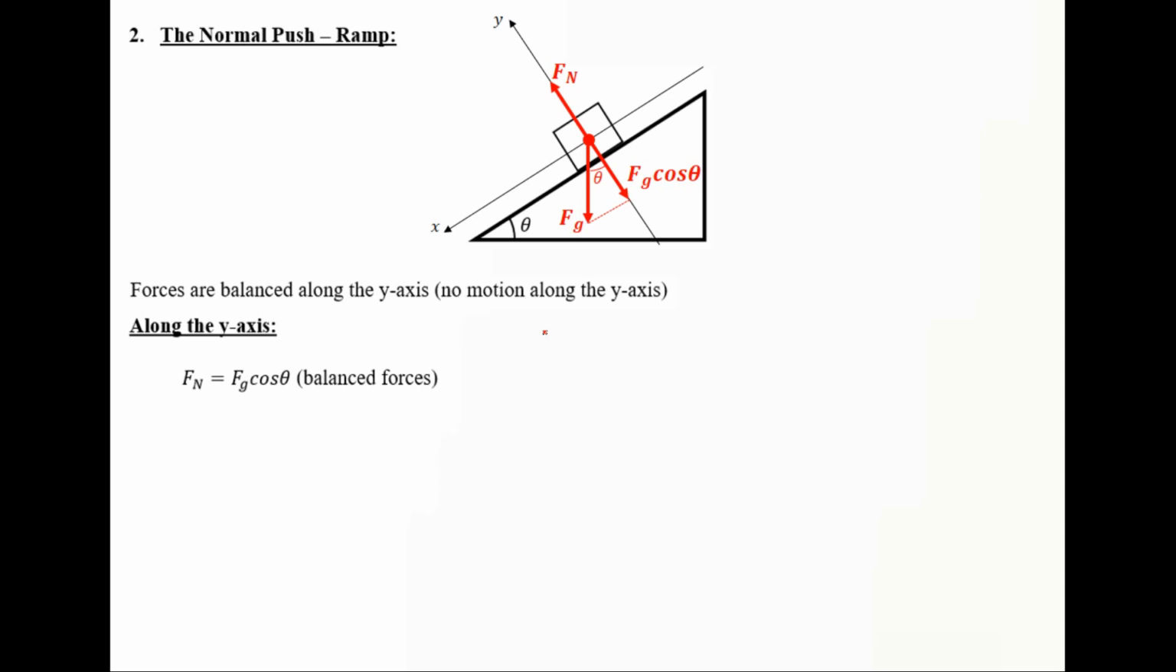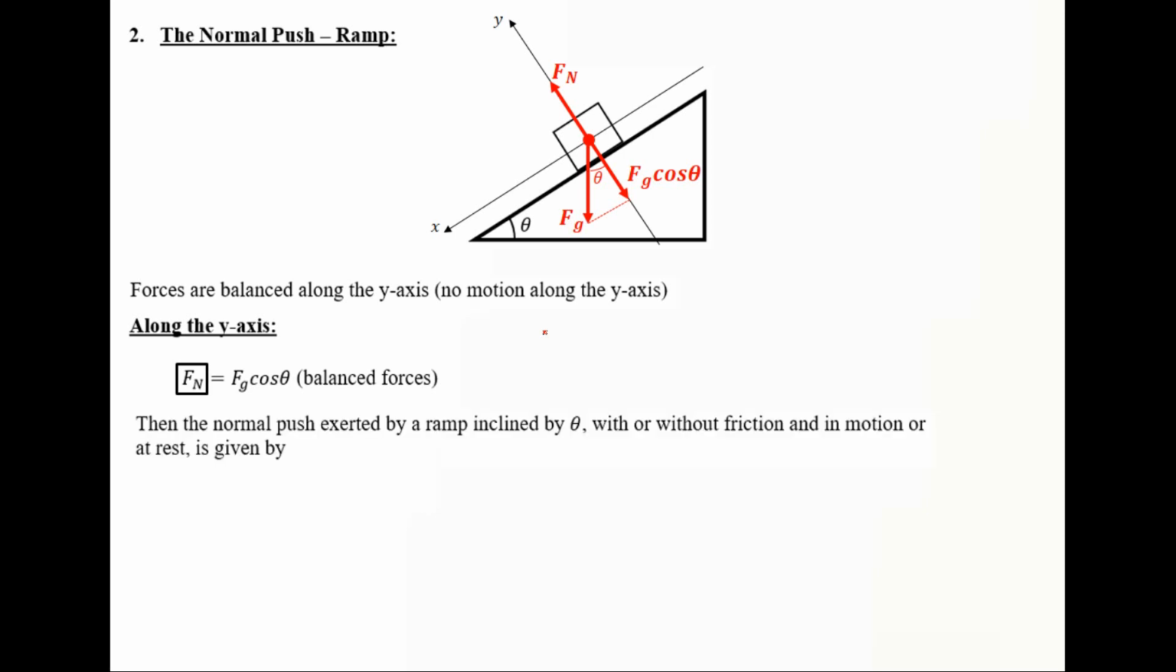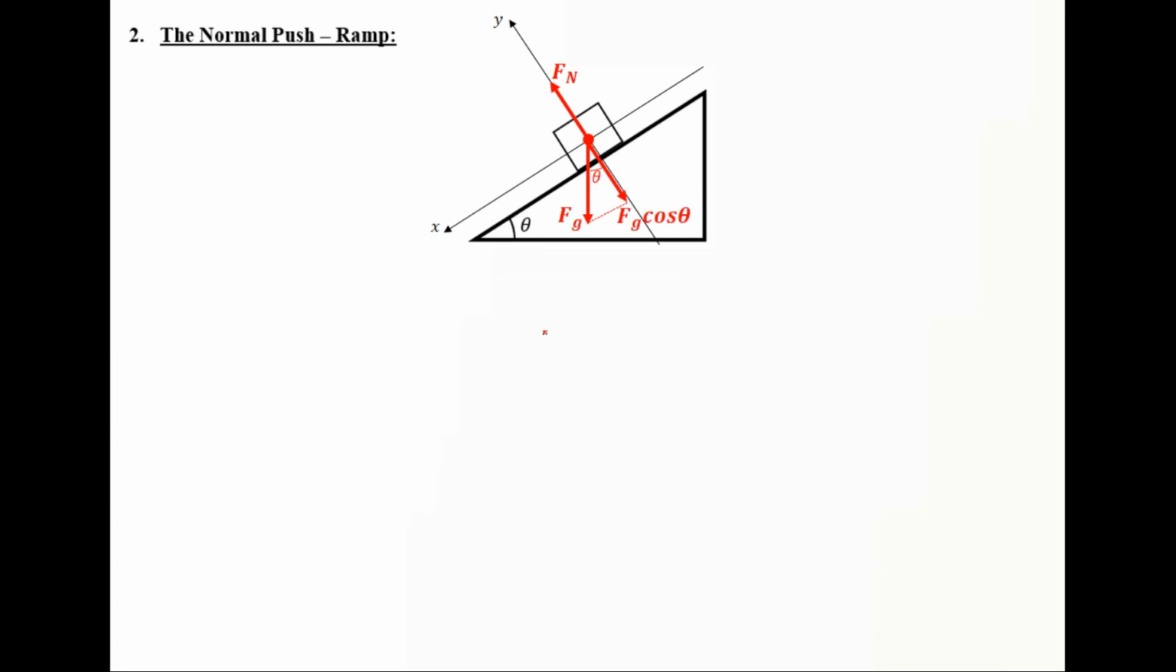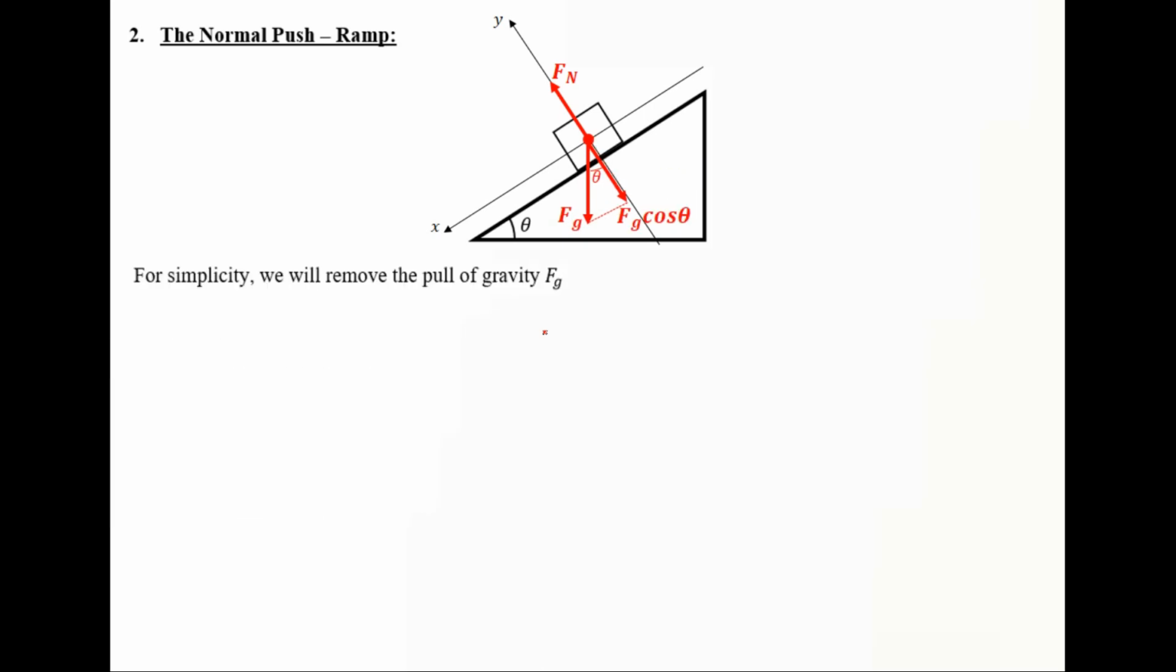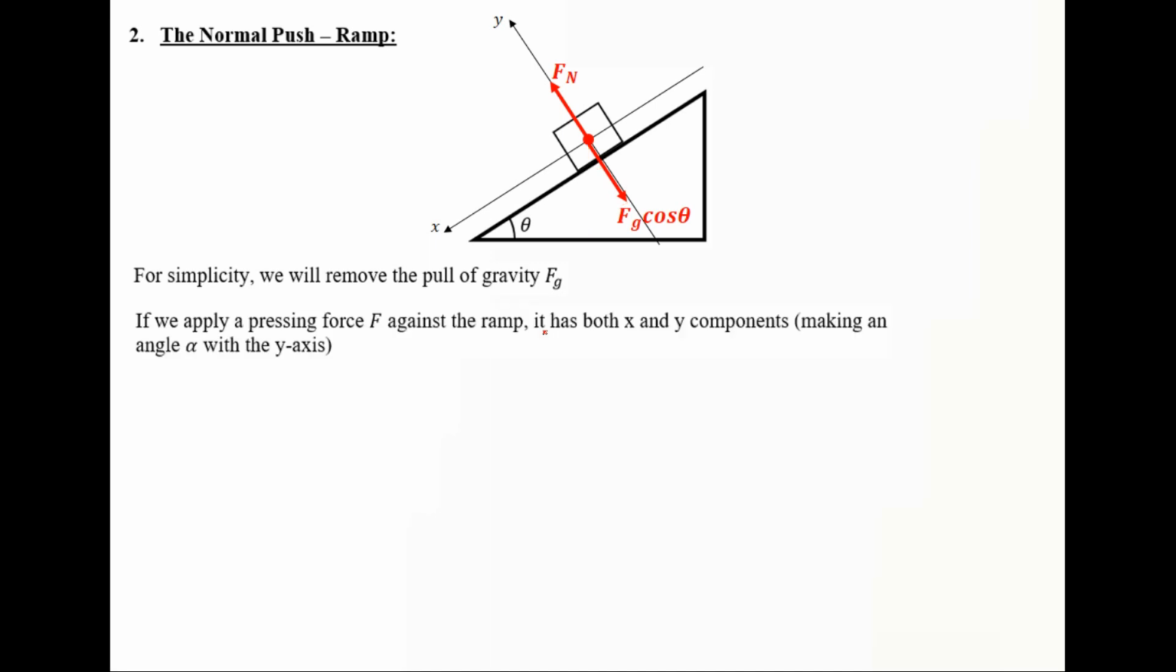Now in this case, we can say that the normal push is given by Fg cosine theta because they are balanced forces, and we are searching for the expression of Fn, which is basically given by Fg cosine theta. Then the normal push exerted by a ramp inclined by theta, with or without friction and in motion or at rest, independent of anything, is given by Fg cosine theta. For simplicity, also we will remove the pull of gravity. So now we know that the normal push is given by Fg cosine theta.